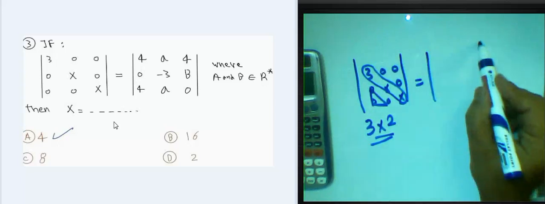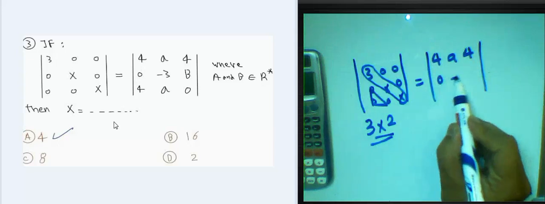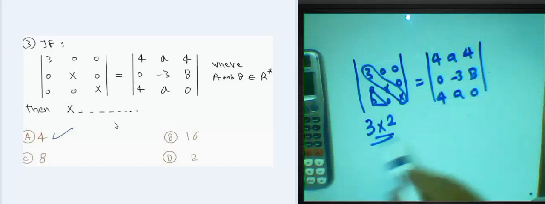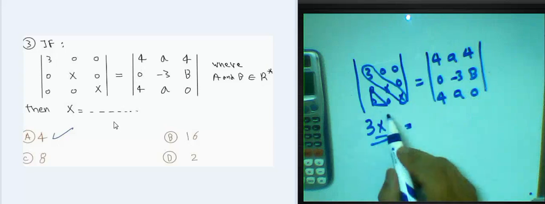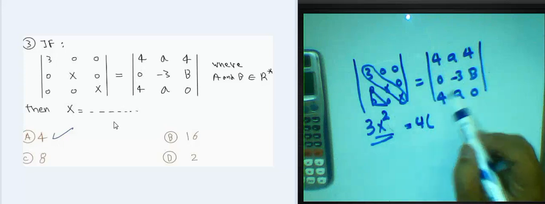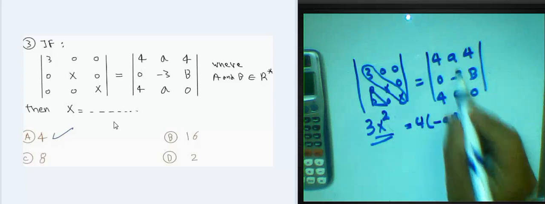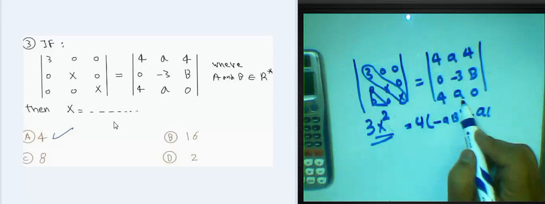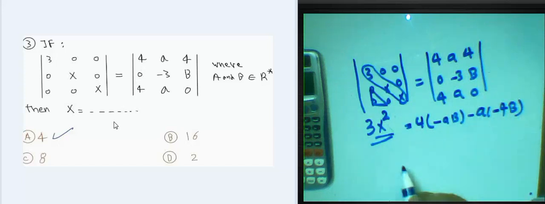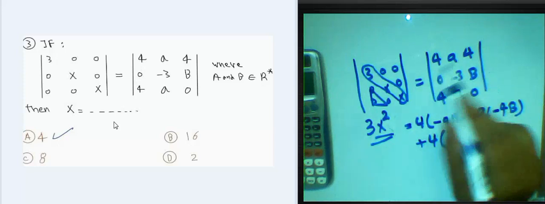The second determinant is 4a, 4, 0 and negative 3 and b and 4a, 0. We can solve this example. We have here 3x power 2, and here we can write 4, canceling the row and column. Negative 3 times 0 subtract ap, it will be negative ap, subtract by a, canceling the row and column. 0 times 0 subtract 4p, and choose the last column here. 4, canceling the row and column.